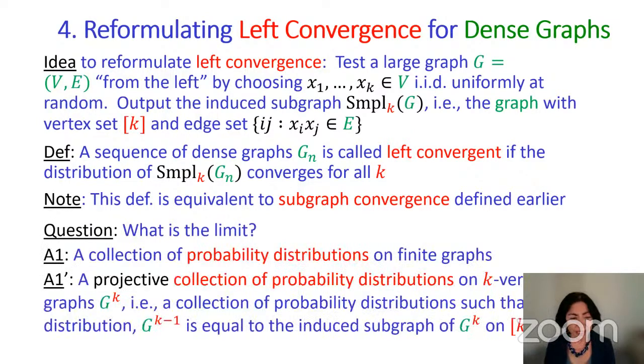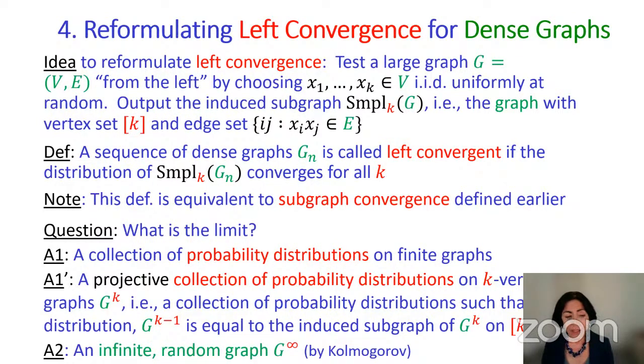So what's the limit of this? Well, we can say it's a collection of probability distributions on finite graphs, of course, these subgraphs. And it's a projective collection of probability distributions on these k-vertex subgraphs. Okay, so the distribution of the (k minus 1)st is equal to the induced subgraph of the kth one. So what happens is that as the process goes on, I am adding more vertices. Things are not changing in the way they changed when I rescaled the height of the graph, which was essentially like adding mass. And therefore, by Kolmogorov, I'm going to have an infinite random graph.